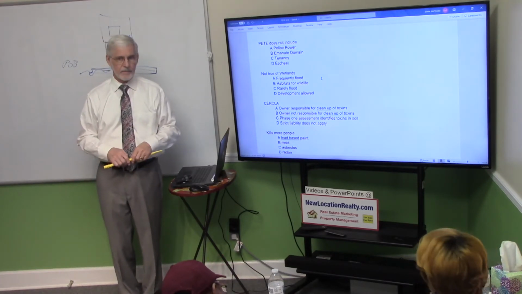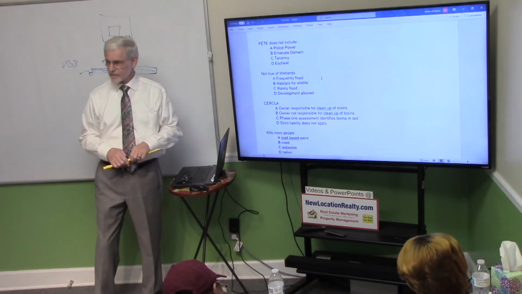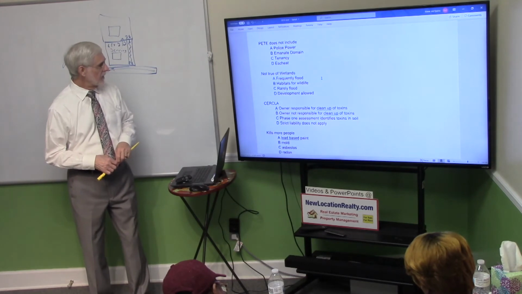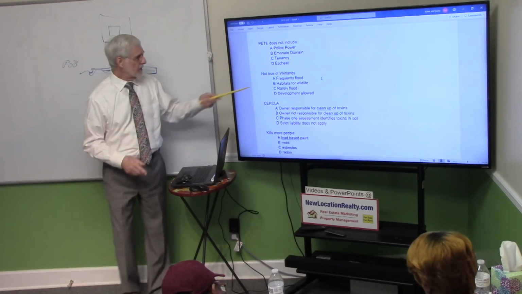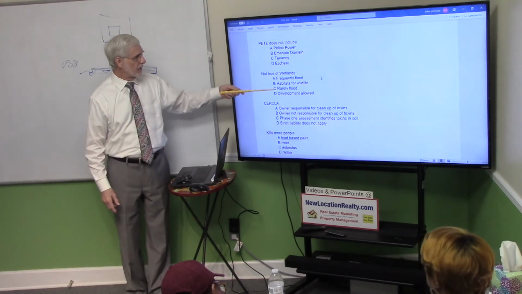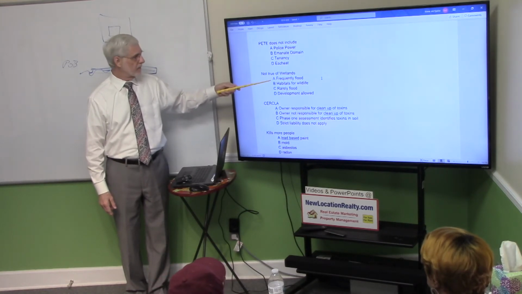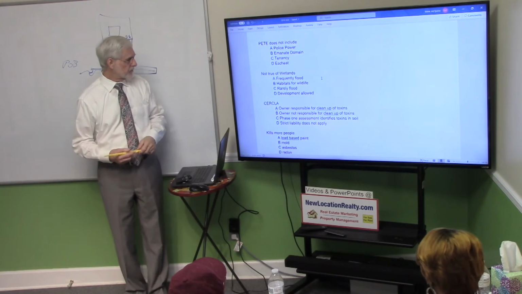So if we can remember to cover up the not, wouldn't it still be the same thing? Now frequently, that would be your key right there. Frequently flood or rarely flood. It's probably gonna be one of those. Frequently is all the time.